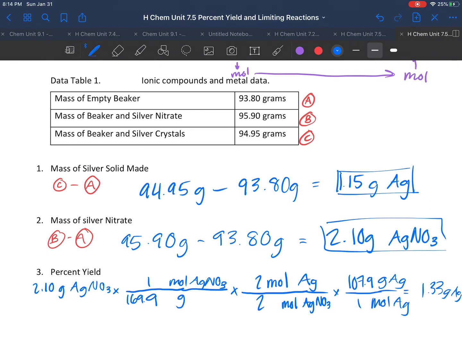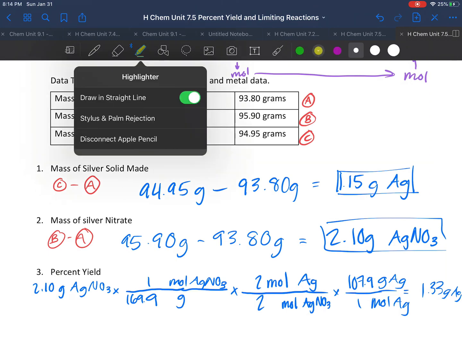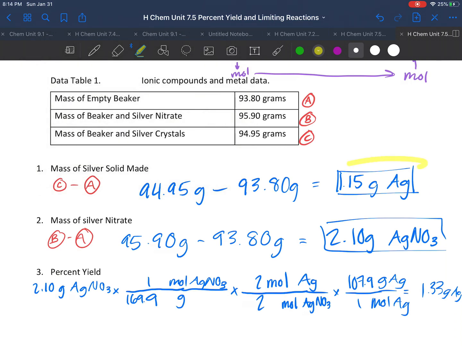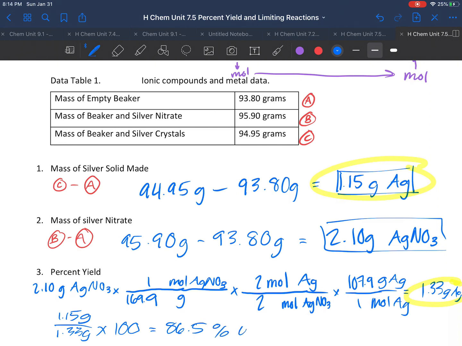And so now, to calculate our percent yield, we need our actual over our theoretical. And so 1.15 grams is our actual over 1.33 grams. We multiply that by 100, and we get an 86.5% yield of silver.